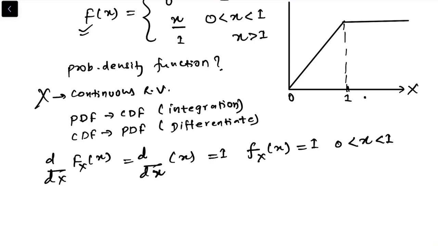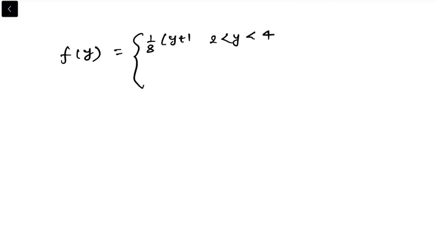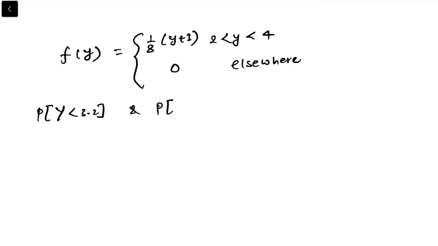All right, so this is how we can solve this question. Let's move on to the next question. You are given the PDF: when y is greater than 2 but less than 4, the PDF is 1 over 8 times y plus 1, and elsewhere it is 0. You are asked to calculate the probability when y is less than 3.2, and the probability when y is greater than 2.9 but less than 3.2.